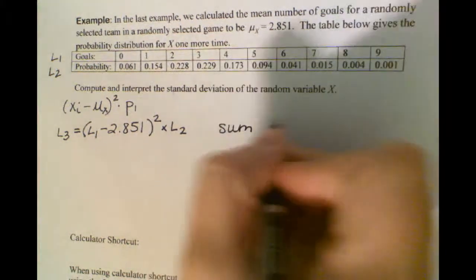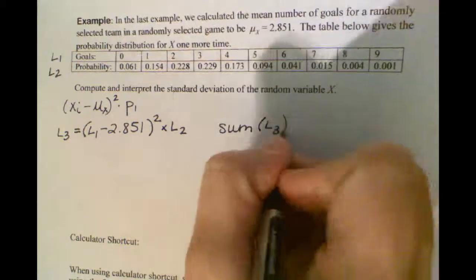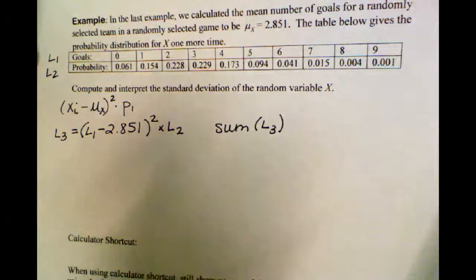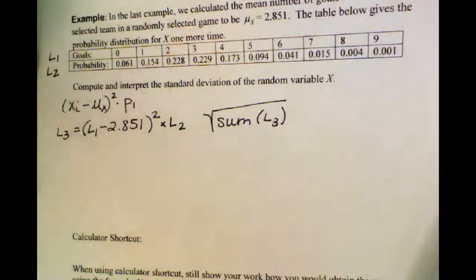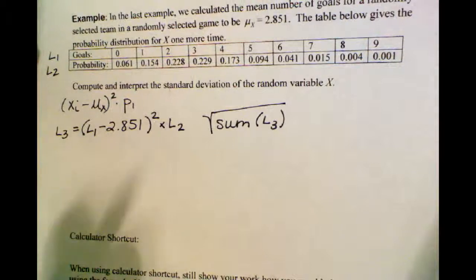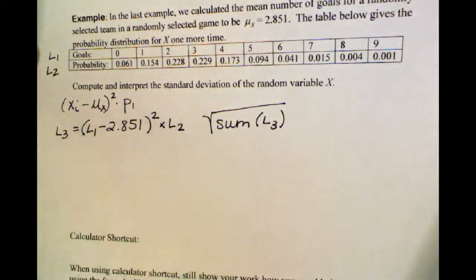Then we could take the sum of list 3. However, that would only give us the variance, so the very last thing we want to do is take the square root of that answer. Now, I forgot to bring my calculator home, otherwise I would show you how to do that on this video, but you guys are on your own for that.